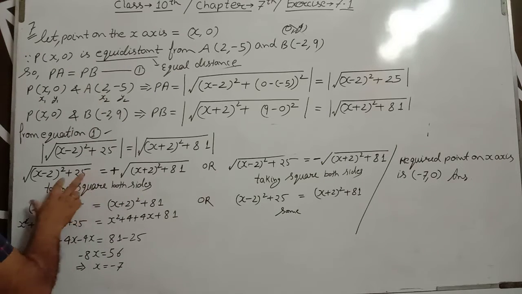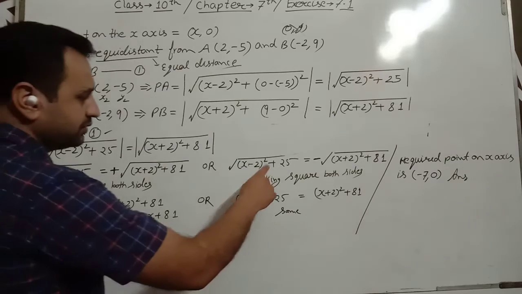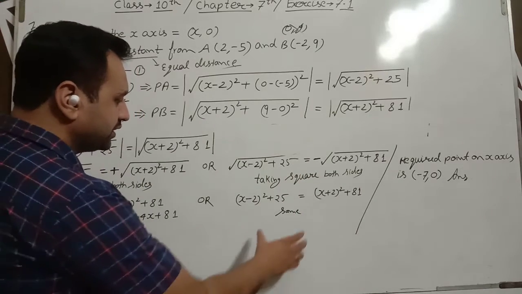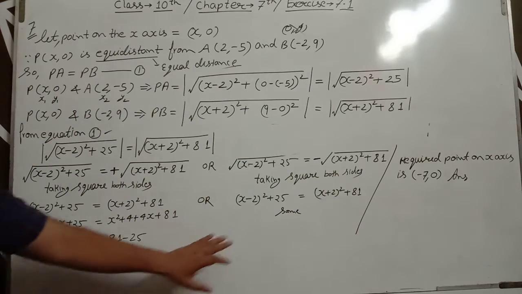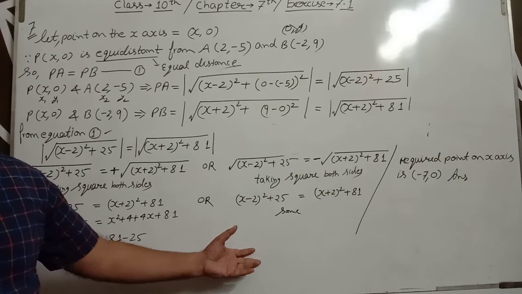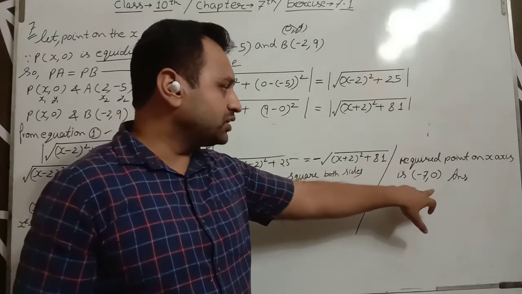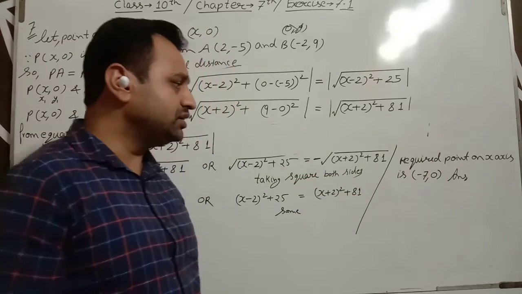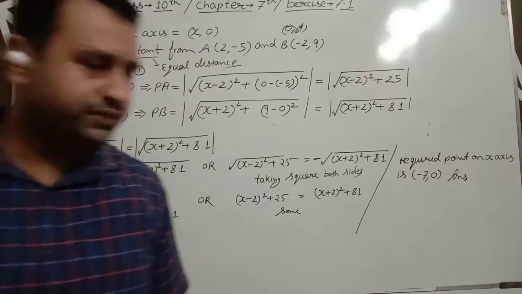Taking the square on both sides to remove the under root, and after calculation x is equal to minus 7. Similarly, taking the square on both sides in the second part, we see that this equation and the other equation are the same, so we stop it because there is no profit in calculating it. So finally x is equal to minus 7. It means the required point on the x-axis is (minus 7, 0). I hope you understood. Note it down.